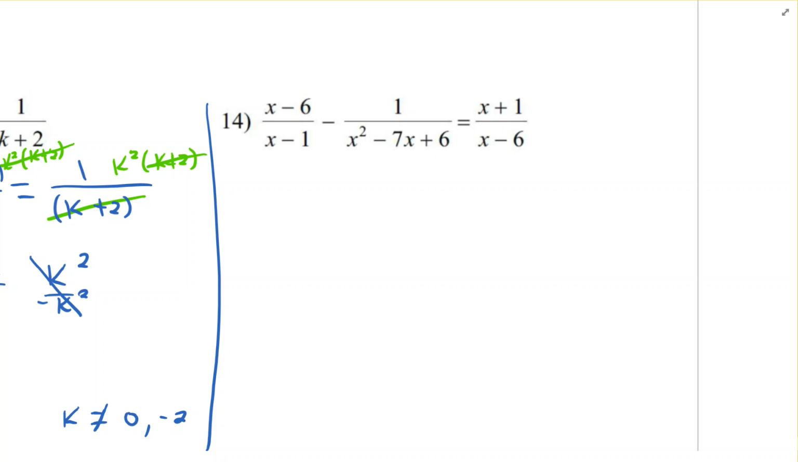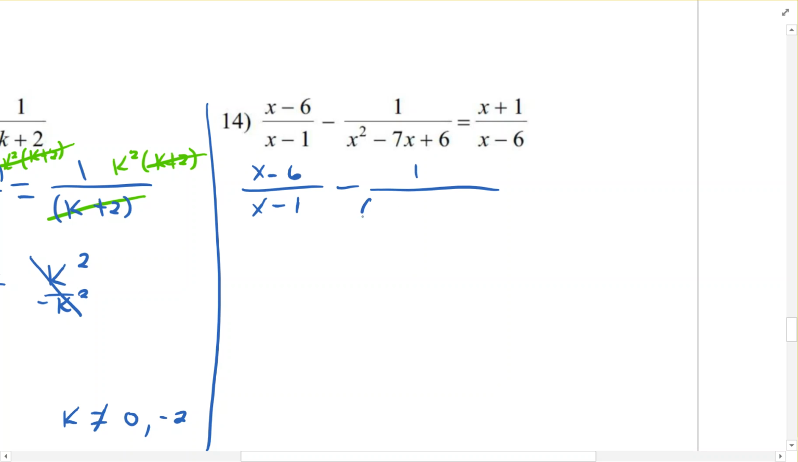Okay, let's do 14. So again, we're going to factor the denominators where we can. So let's rewrite this out as (x minus 6) over (x minus 1), minus 1 over... multiply to 6, add to 7. It's probably going to be 6 and 1, and then a negative and a negative. That's going to be equal to (x plus 1) over (x minus 6).